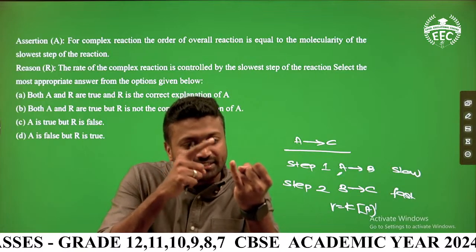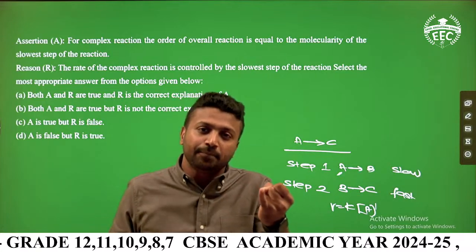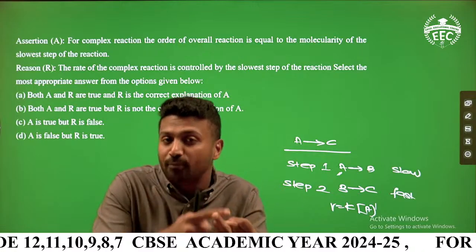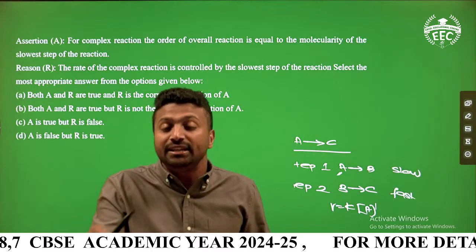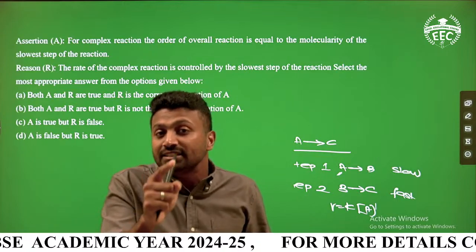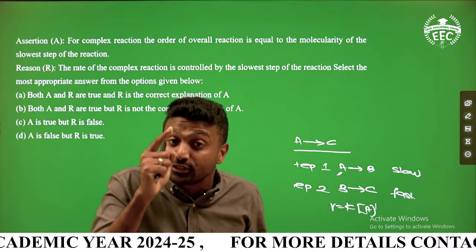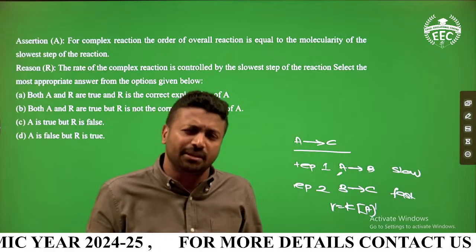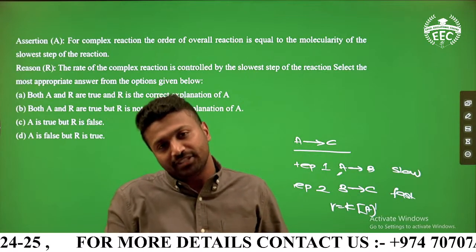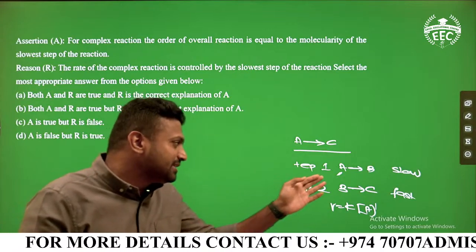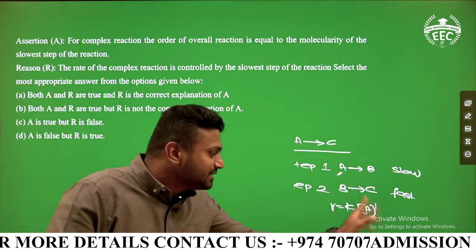A reaction that takes place in a single step is called elementary. More than one step is called a complex reaction. For a complex reaction, molecularity has no meaning, but the order of a complex reaction depends upon the rate of the slower step. And one more thing, the molecularity of the slower step will be the same as the order of the reaction. Here the slower step is A giving B, molecularity is 1, same as order.